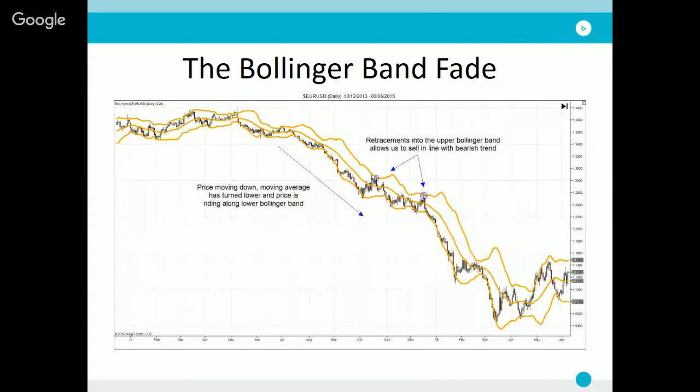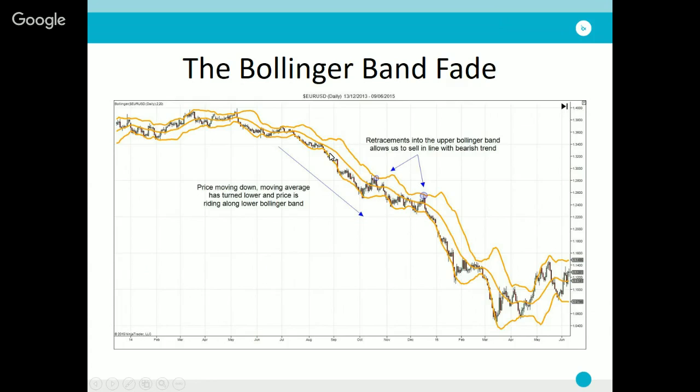So in this example, you can see that we have the euro dollar moving along in a sideways range at highs. The Bollinger Bands are quite flat, indicating a lack of direction. They're also quite tight here, indicating a lack of volatility. But then once we break through these lows here, once we break through this support period, you can see the Bollinger Band starts to widen out, showing us that volatility is coming back into the market and price is pushing lower.